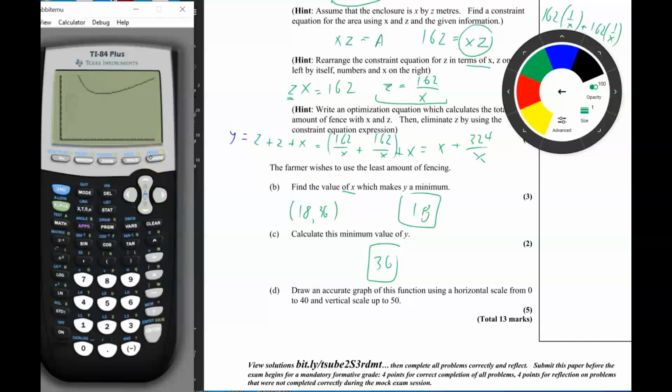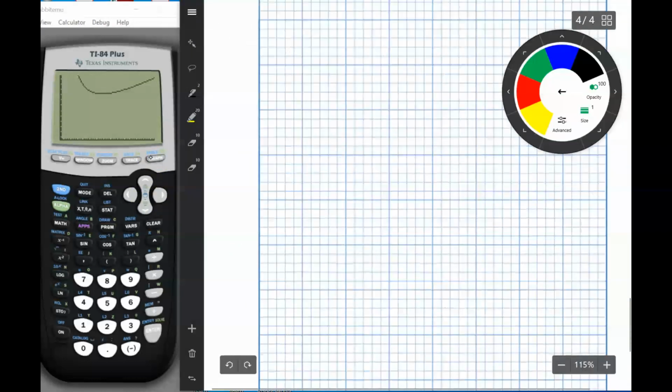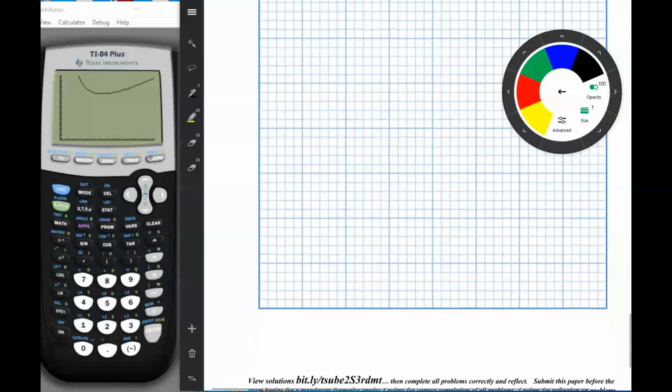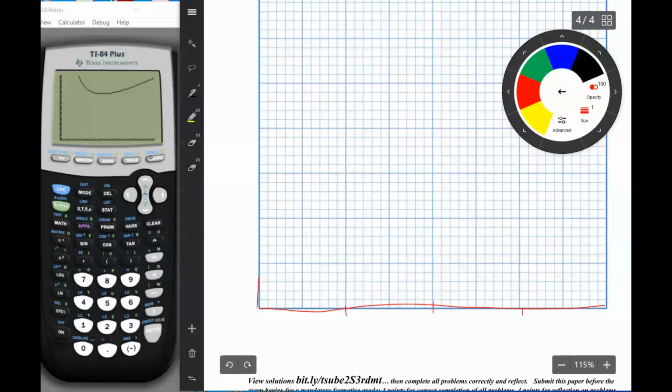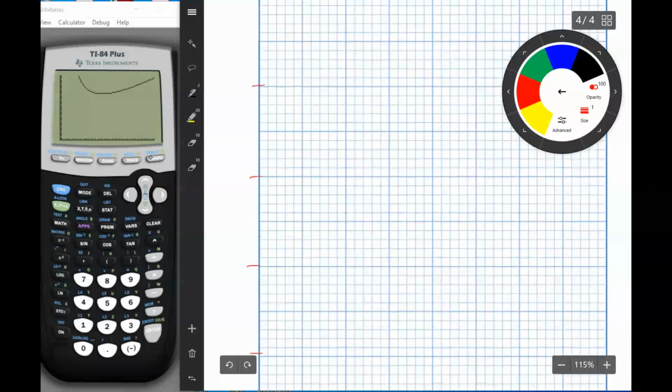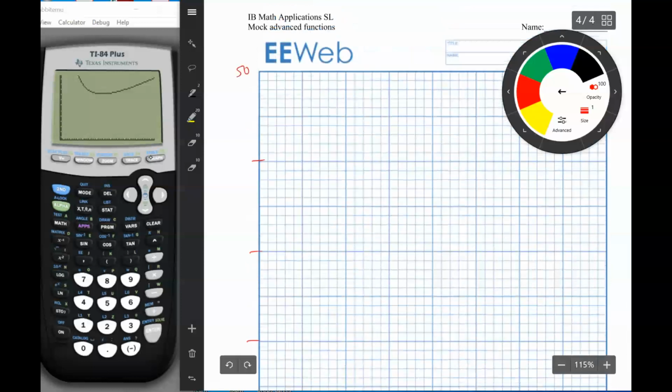So we're going to draw a graph that kind of looks like that on the grid. So we go down to the next grid paper. So we're going to go from 0 to 40. So this is 10, 20, 30, 40. And we're going to go up to 50. 10, 20, 30, 40, 50. Perfect.